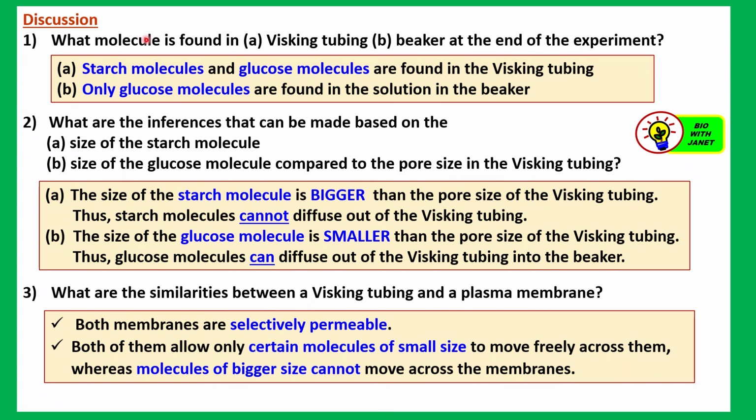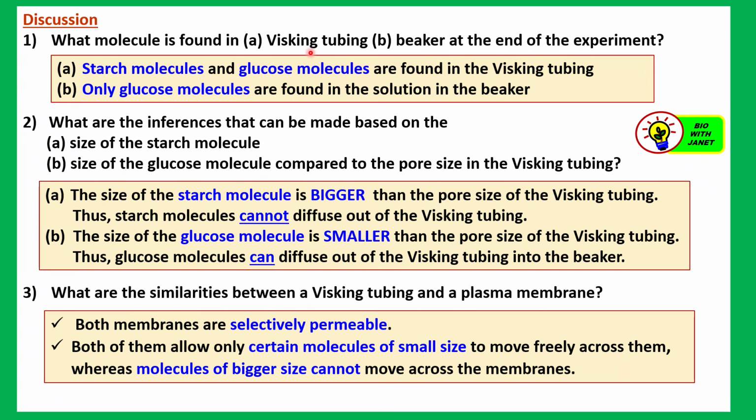Now, discussion. What molecule is found in A, the Visking tubing, and B, the beaker, at the end of the experiment? These are all textbook questions, so we have to go through them. The molecule found in A, the Visking tubing, at the end of the experiment was not mentioned in the textbook, but it should be. So at the end of the experiment, which molecule will be able to diffuse out of the Visking tubing and which will be left in the Visking tubing?